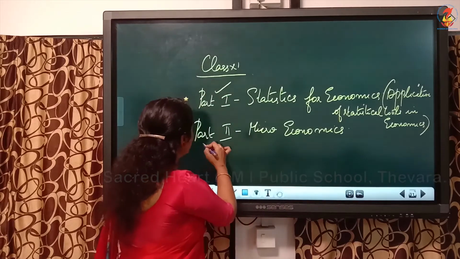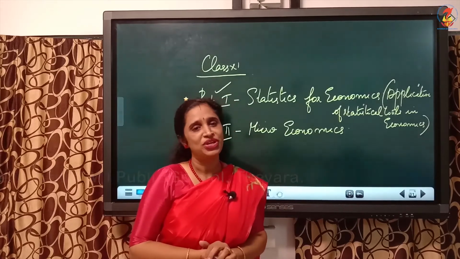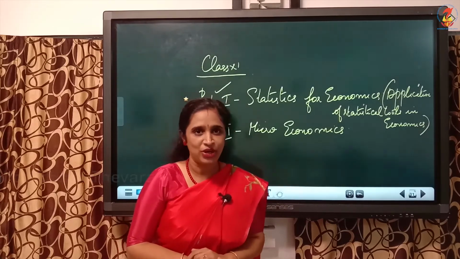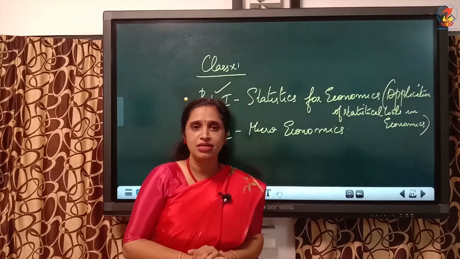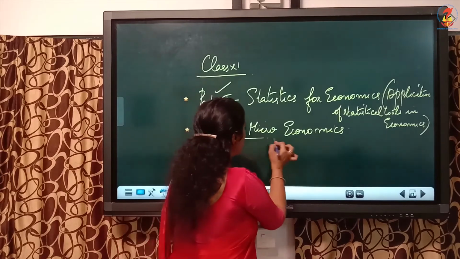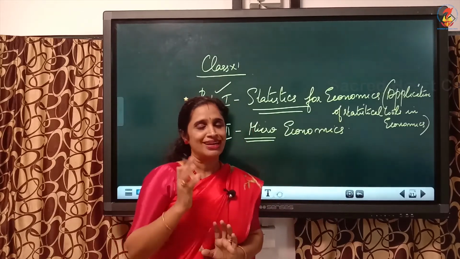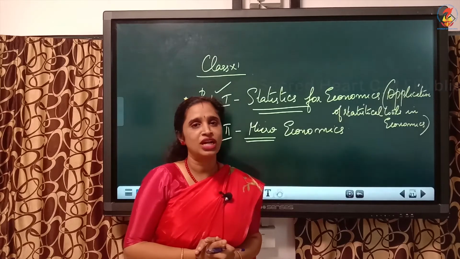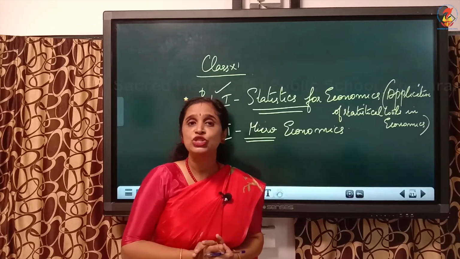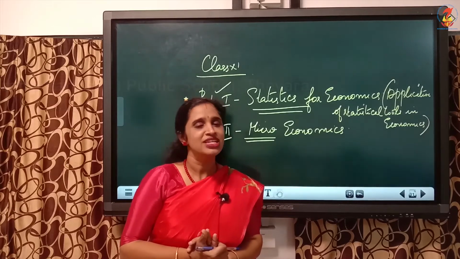Now part 2 is microeconomics, of which we already finished one chapter, and I told you there are two branches of economics. One is microeconomics and the other one is macroeconomics. Microeconomics you will be learning in class 11 and macroeconomics in class 12. So along with microeconomics you will be learning Statistics for Economics in class 11. I think you got a clear picture about the two papers that you have to learn for class 11. One is part 1, Statistics for Economics, that is application of statistical tools in economics, and the second paper is microeconomics, of which we already finished one chapter.